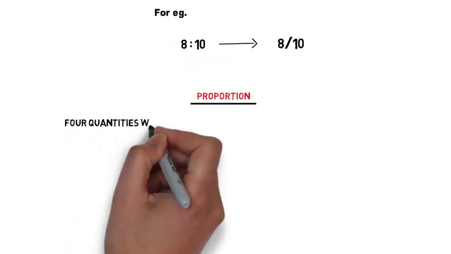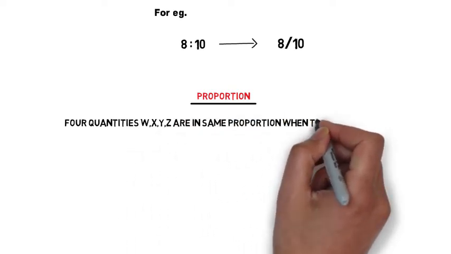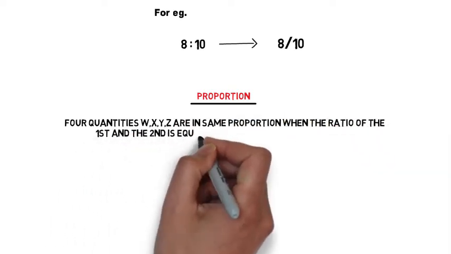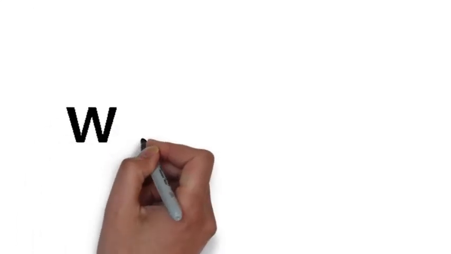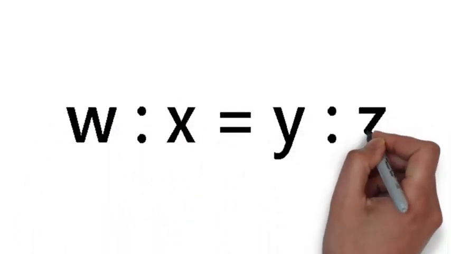Now let us look at what proportion is. Four quantities w, x, y, z are in proportion when the ratio of the first and the second is equal to the ratio of the third and fourth. That is, w is to x is equal to y is to z.